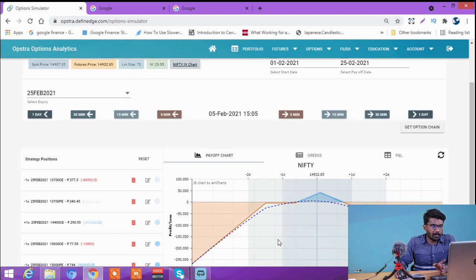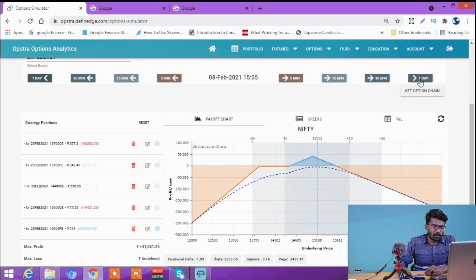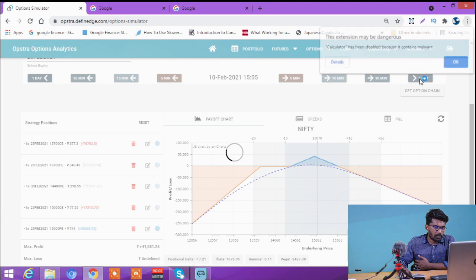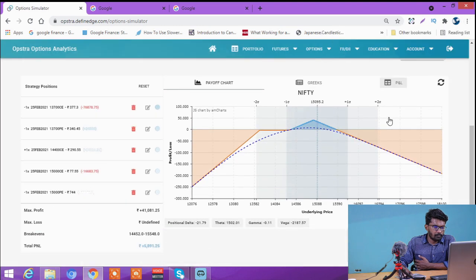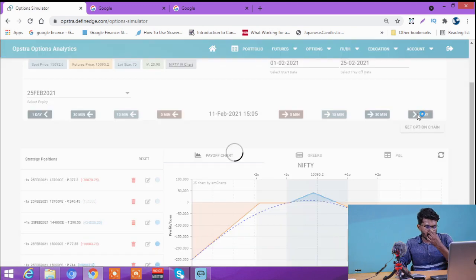So even at this time you could have exited, but still we will continue and see what is going to happen. Yeah, the market is moving upstairs only. It is not going anywhere. It is only going one side up. On 10th of February, this strategy has given a profit of around 5,800. Still we'll see where this goes.